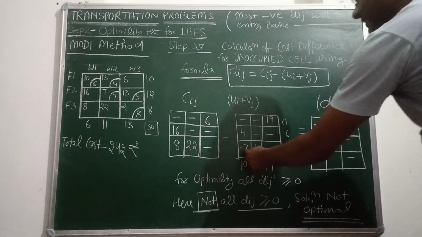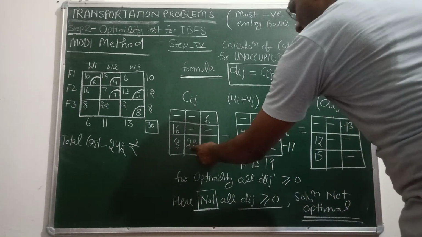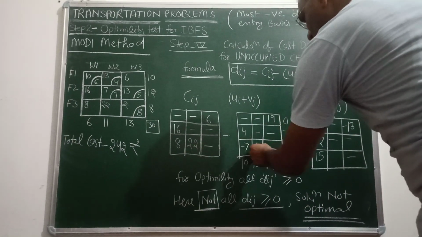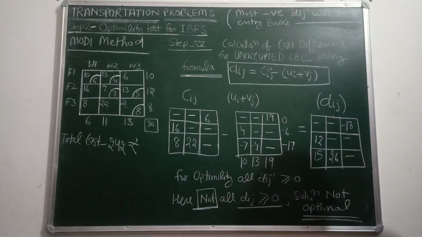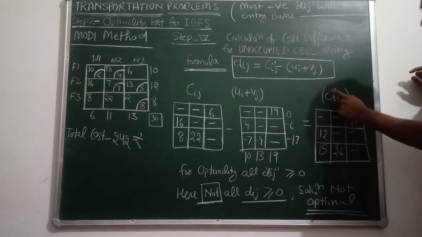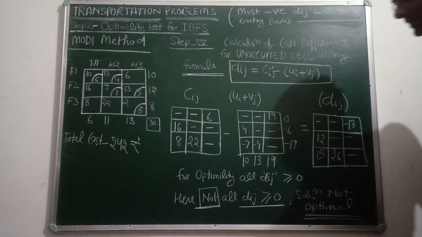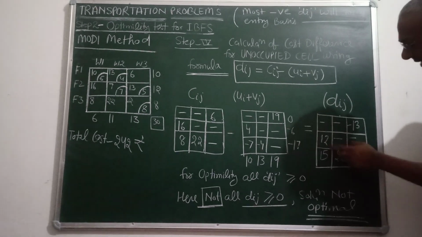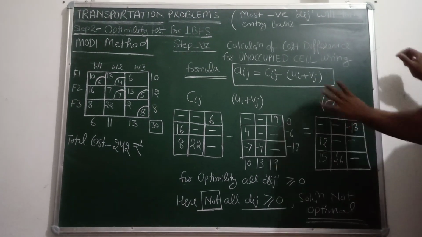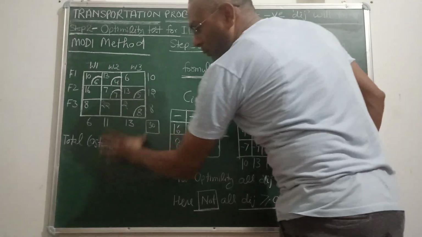Then 8 minus -7 comes out to be 15, and 22 minus plus 4 is 26. Now check all the values of dij. What is the condition of optimality? If all values of dij are positive, or greater than 0, then we can say that the solution or the cost found here is the optimal cost.